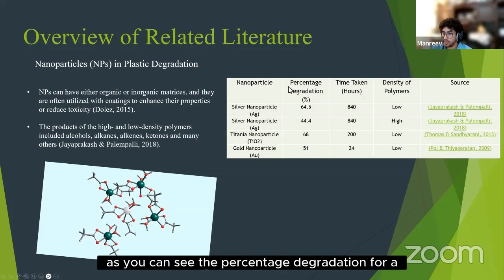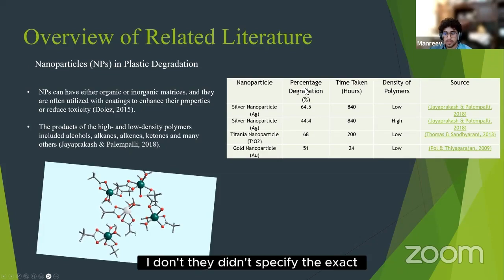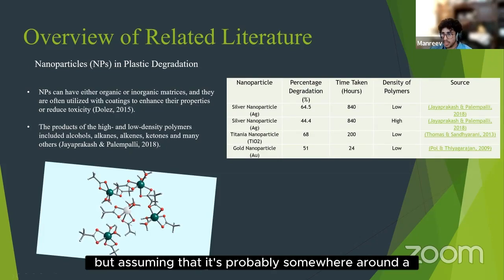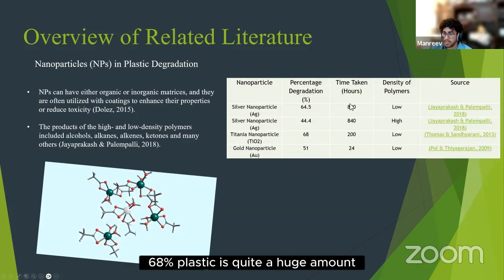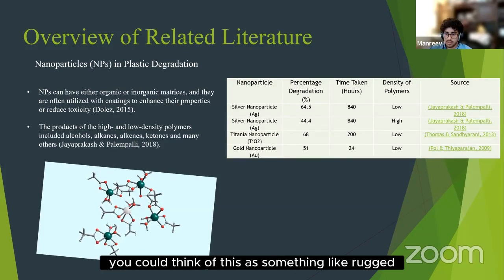As you can see, the percentage degradation, they didn't specify the exact amount of plastic they used, but assuming that it's probably somewhere around milligrams or so, degrading about 64.5%, 68% plastic is quite a huge amount. And there's also a density of polymer as well. So low density polymers, you can think of plastic water bottles like you buy at Costco. And then you have hard or high density polymers. You could think of this as something like rugged plastic that you would take on a camping trip.